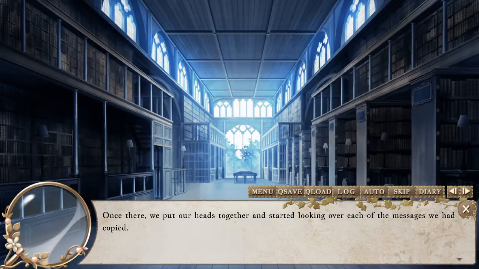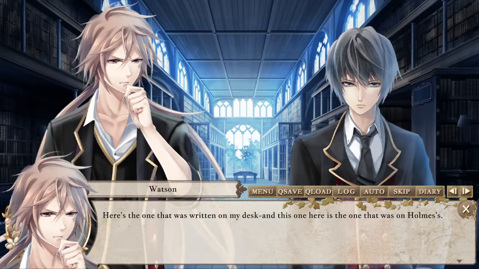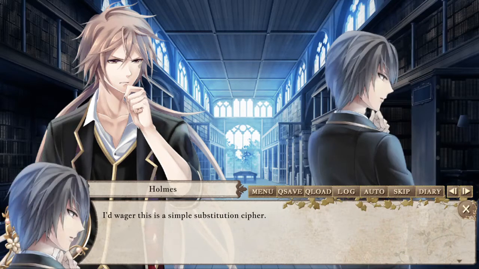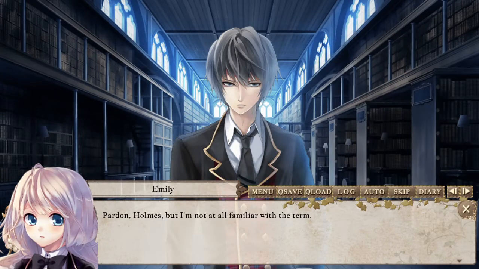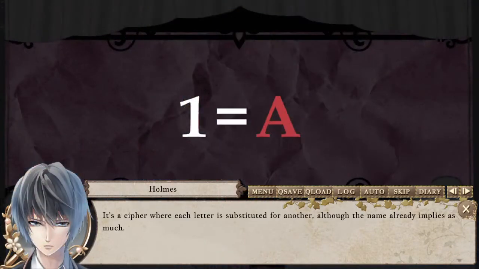Once there, we put our heads together and started looking over each of the messages we had copied. Here's the one that was written on my desk, and this one here is the one that was on Holmes's. I'd wager this is a simple substitution cipher. What's that? Pardon, Holmes, but I'm not at all familiar with the term.